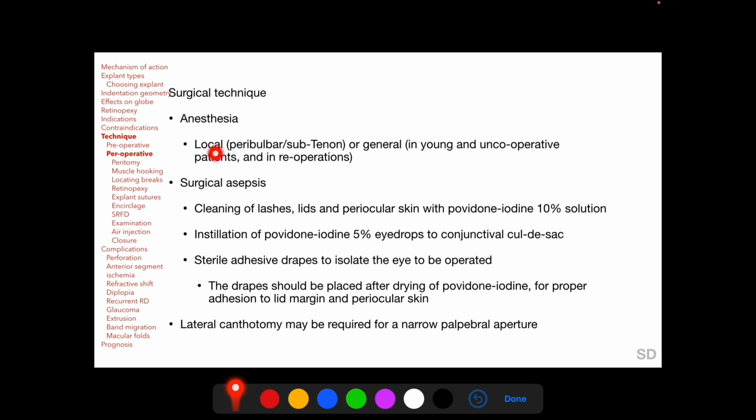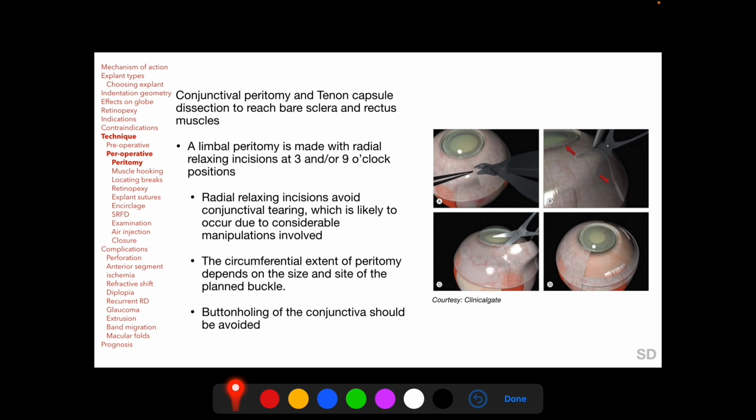Local anesthesia in the form of peribulbar or subtenon anesthesia is sufficient for scleral buckling in the majority of patients, but general anesthesia is required in young and uncooperative patients and in reoperations. Standard surgical aseptic precautions are taken and a lateral canthotomy may be required for an eye with a narrow palpebral aperture. Then conjunctival peritomy and tenon capsule dissection is performed to reach the bare sclera and the rectus muscles.